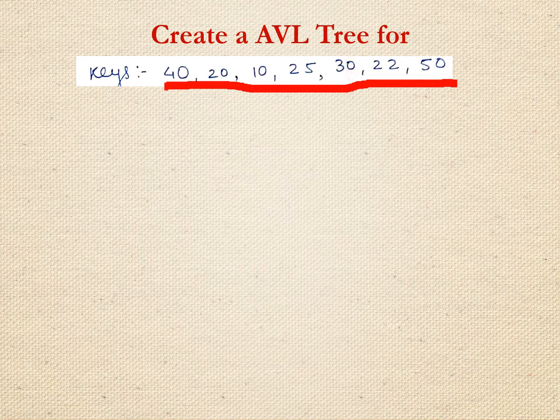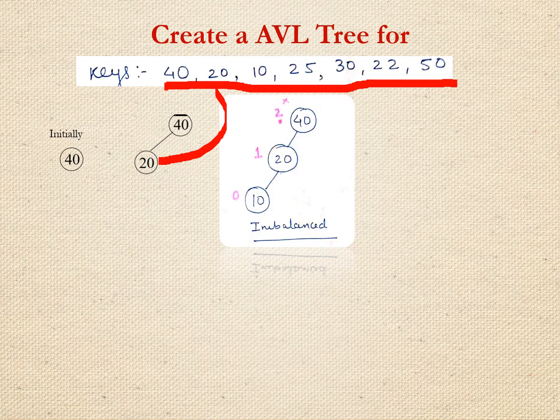If we start from node 40, so insert 40. Initially 40 will be added in your AVL tree. Then next, 20. Your AVL tree is a binary search tree. 20 is less than 40, so 20 will be the left of your 40. So this is the second step. 20 is added here. Now next, 10 is to be added. 10 is less than 20, so 10 is now added to the left of your 20.